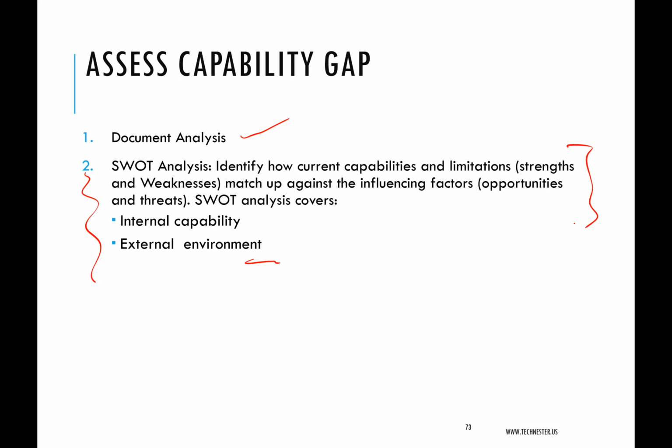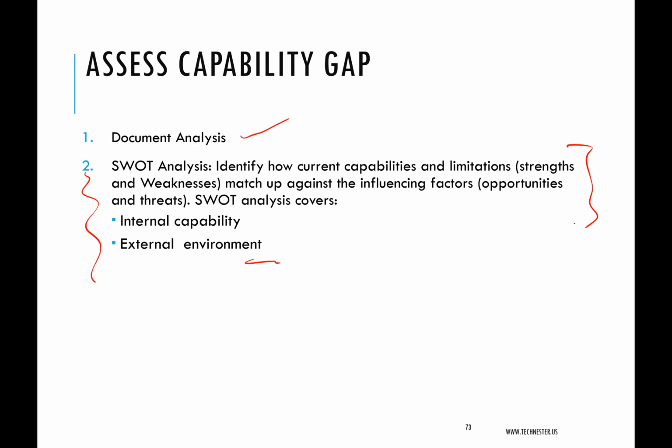So SWOT analysis identifies how current capabilities and limitations match up against the influencing factors, external factors like threats and opportunities. You want to know how the current capabilities and limitations of an organization match up against their opportunities and threats. If the matchup is very good, then yes, we're in a good place.